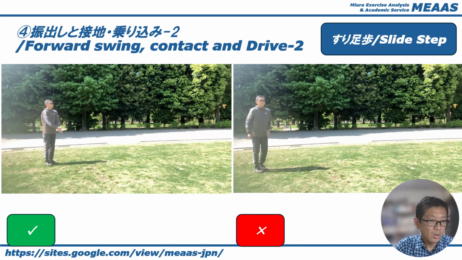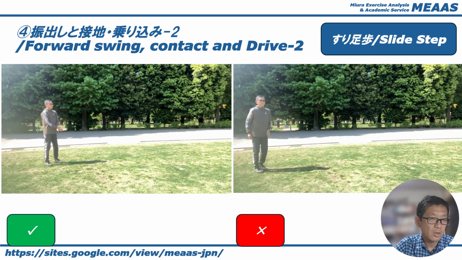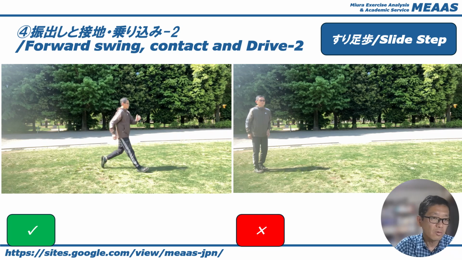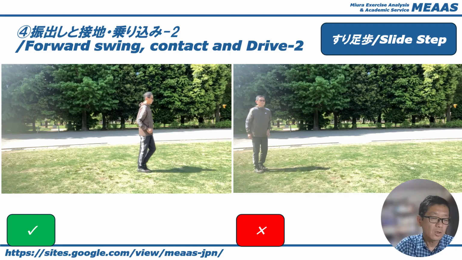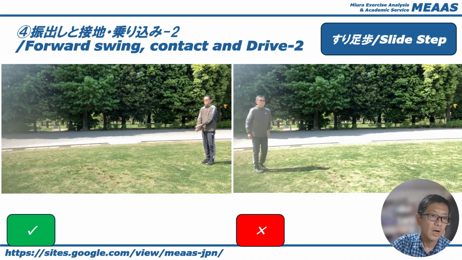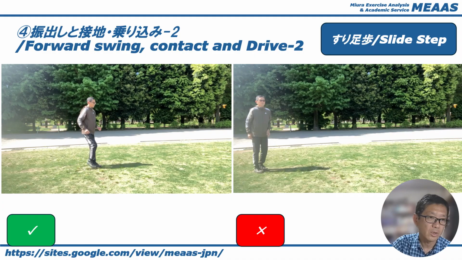So the focus of that exercise is this motion and this motion. They learn about the low swing of the foot and contact, and the movement at the contact, movement of the arm and torso and swing leg at the contact.